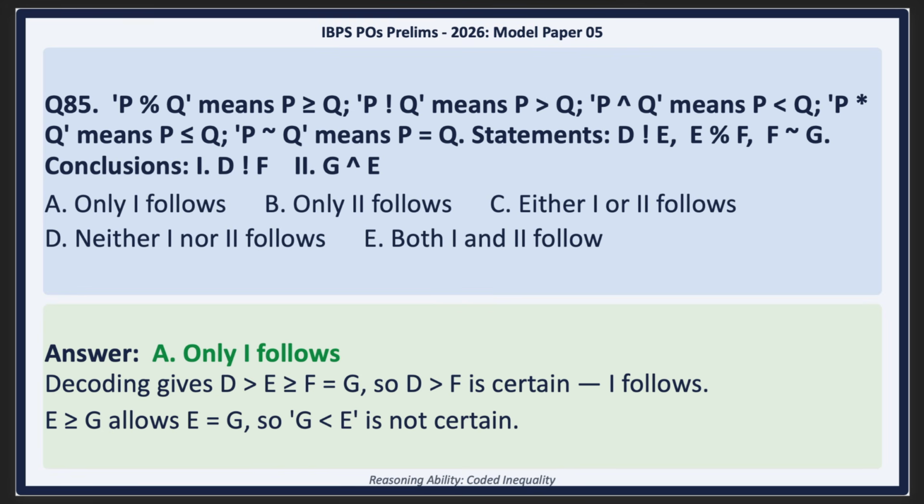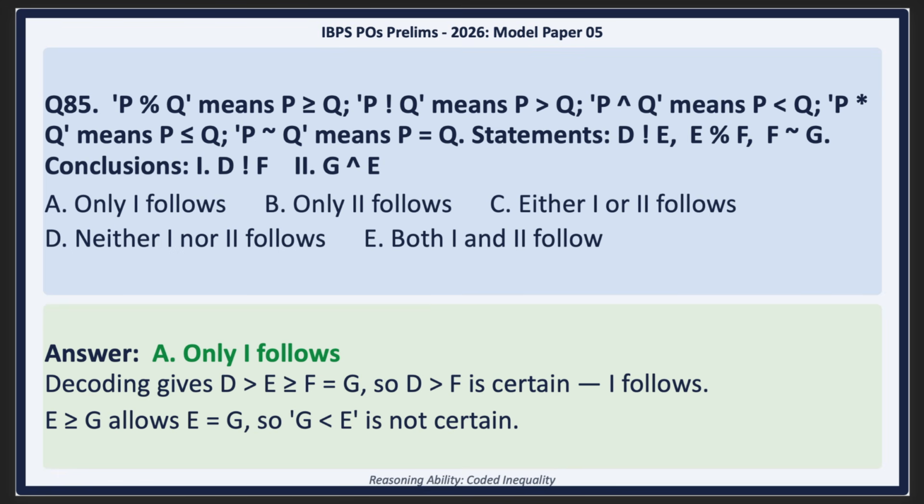The setup here translates symbols into math signs. Percentage means greater than or equal to. Exclamation mark means strictly greater than. Caret means strictly less than. Asterisk means less than or equal to. Tilde means equal to. So, question 85 statements translate to: D is greater than E is greater than or equal to F, and F is equal to G. Conclusion 1 says D is greater than F. Conclusion 2 says G is less than E.